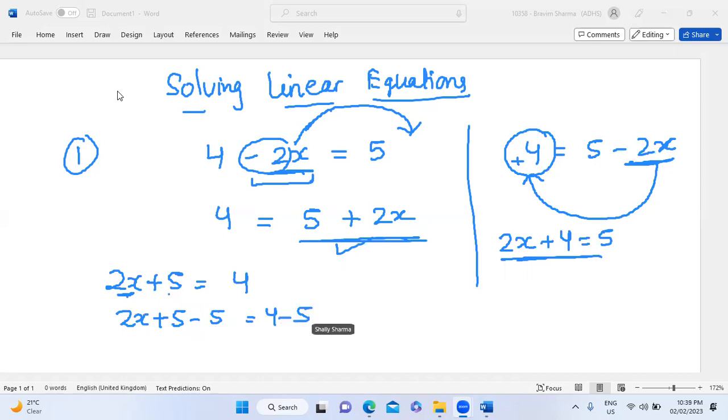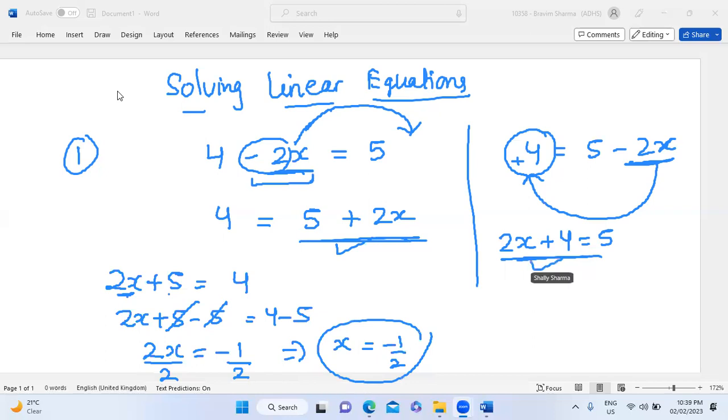If you don't understand why we are doing so, you can watch my first video about solving linear equations. So 5 and 5 would be cancelled, and then 2x is equal to -1. And to find x, we have to divide by 2. So we will get x is equal to -1/2.